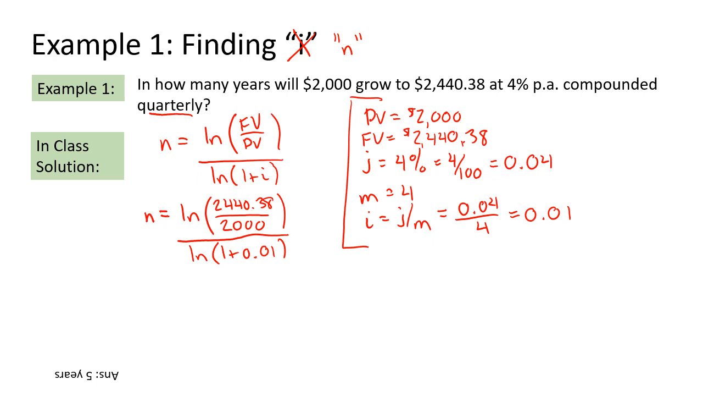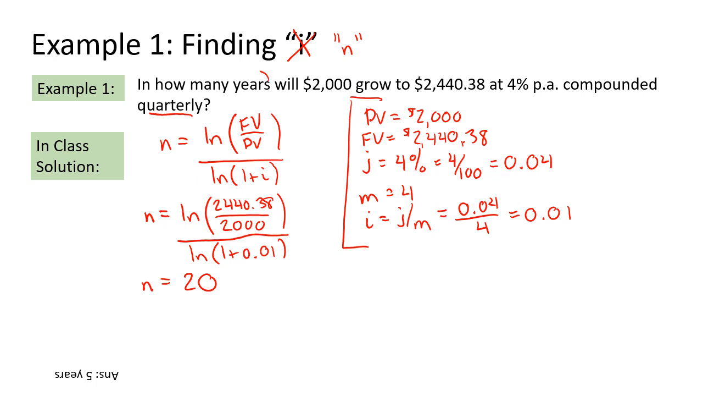Then you divide that by, you do the same thing. The denominator is the ln of 1 plus 0.01, which is 1.01. And when you divide that out, you get a number of n equals 20. Remember, that means that there's 20 compounding periods total.